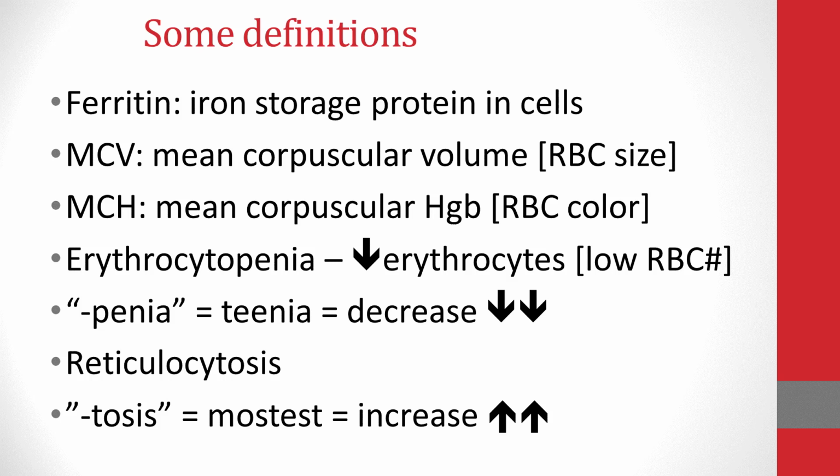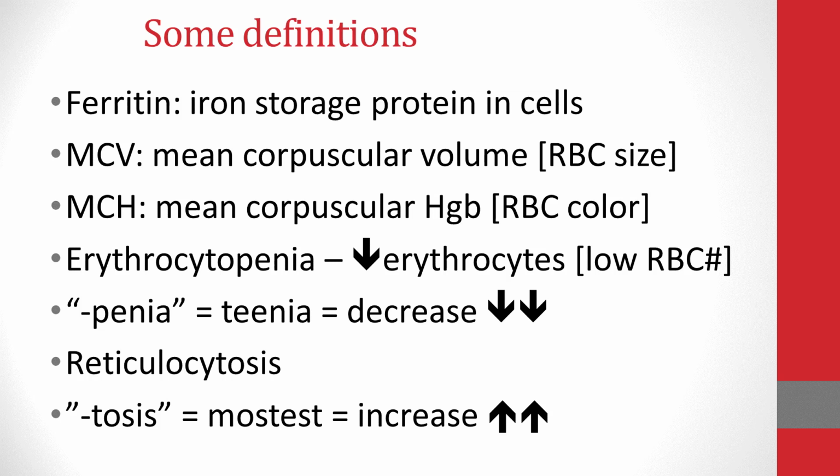Erythrocytopenia, penia and ptosis are two terms to know. Penia, in Dr. McGrath's way of learning and remembering, rhymes with tenia, which means teeny or tiny, or it's decreased, whereas ptosis kind of rhymes with mostest, which means you have more, you have an increase. So when you have reticulocytosis, you have an increase.